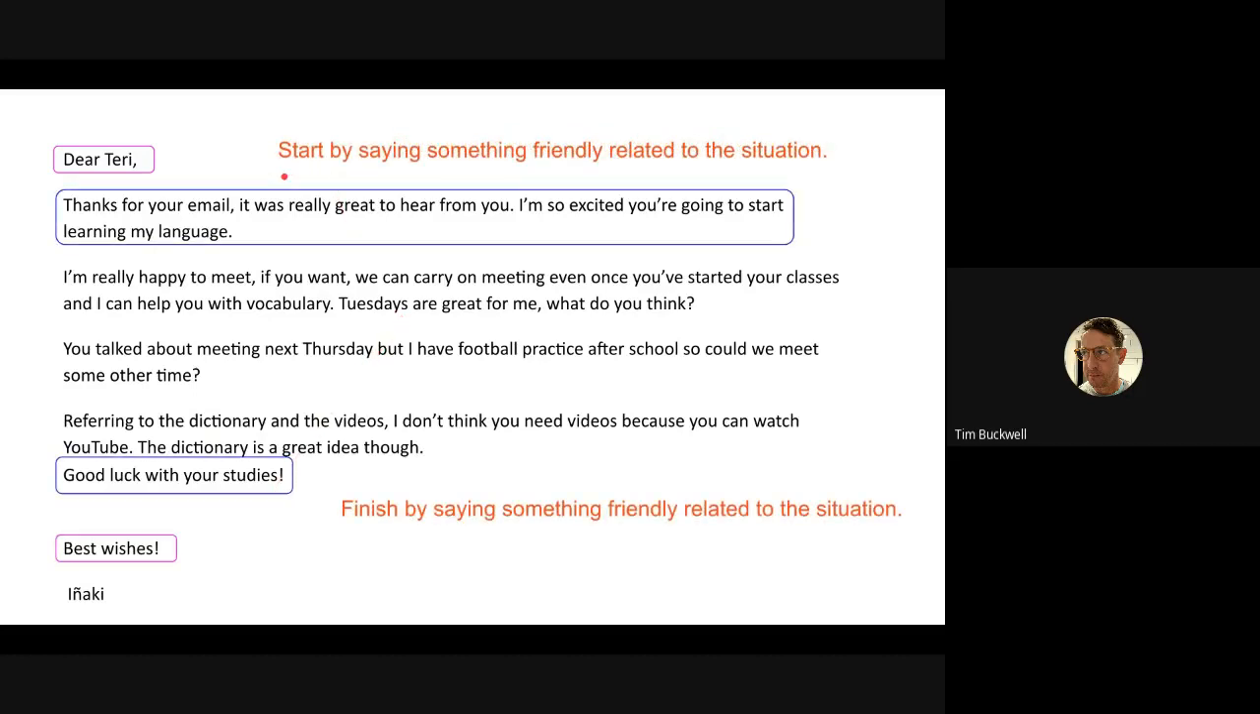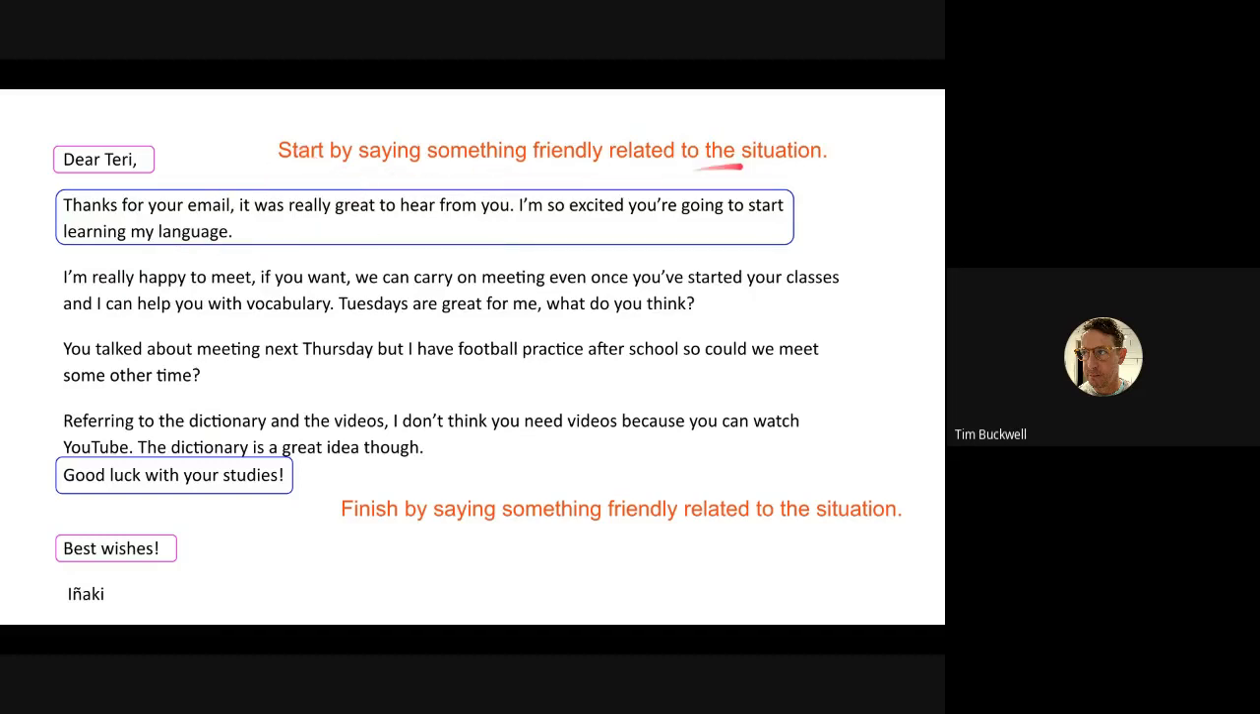This person has always started by saying something friendly related to the situation. Thanks for your email. It was really great to hear from you. This is a lovely way to start an email, and you can change it a little bit so that you make it more personal. Thanks for your email. It was really fantastic. It was really lovely. It was really nice. You can change the adjective here, but this is a very nice way to start an email. You'll also see that this person has started by saying something friendly related to the situation. I'm excited you're going to start learning my language. So this is a very good start.